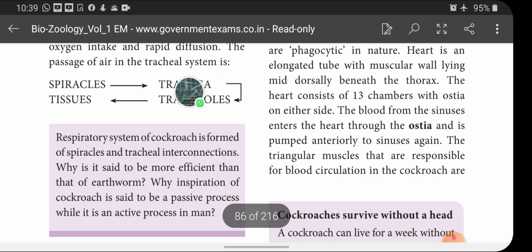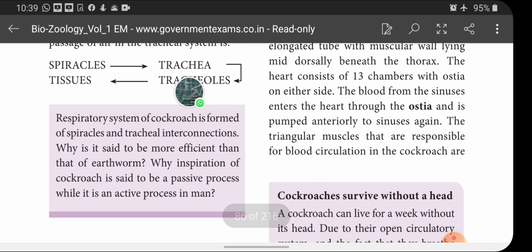There are 13 chambers in the cockroach heart, and it has an ostia on either side. Ostia means what? It is an opening. So it consists of 13 chambers, is present beneath the thorax region, and is a tubular structure, and on either side of this tubular structure it has ostia. The blood from the sinuses enters the heart through the ostia and is pumped anteriorly to the sinuses again.